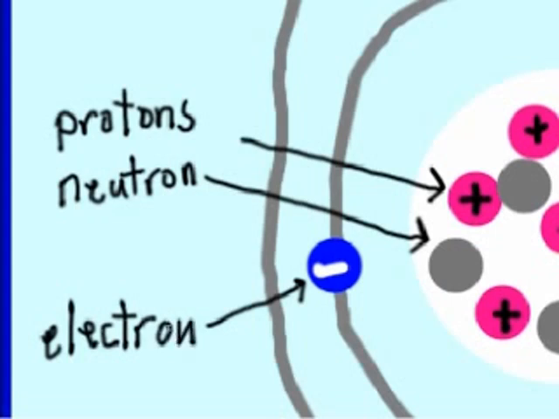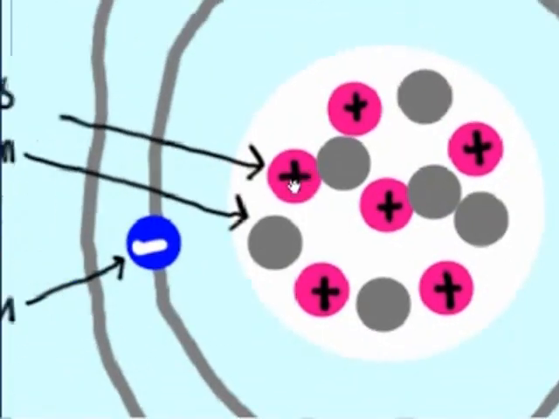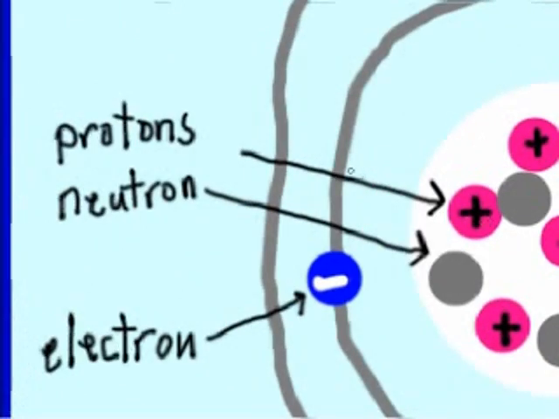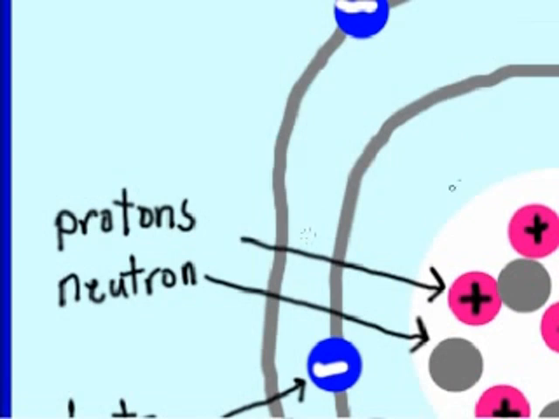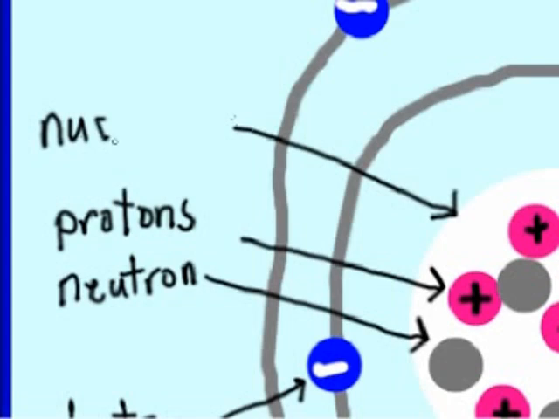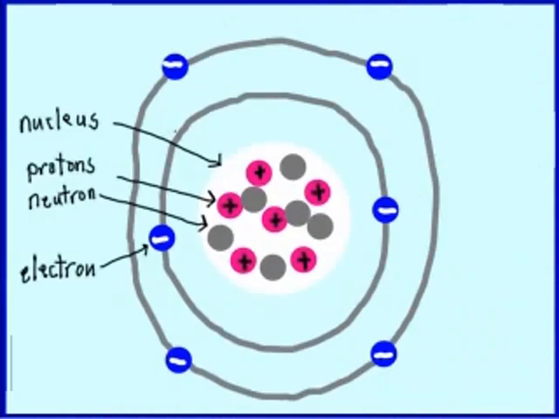Okay. Now the protons and the neutrons are in this white area, or this central area. And we call this entire central white area, this white central area, the nucleus of the atom. That is called the nucleus of the atom. And those are the components that you need to know for an atom.